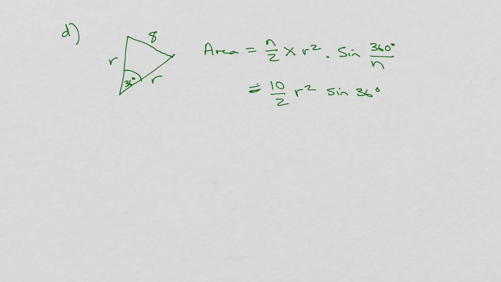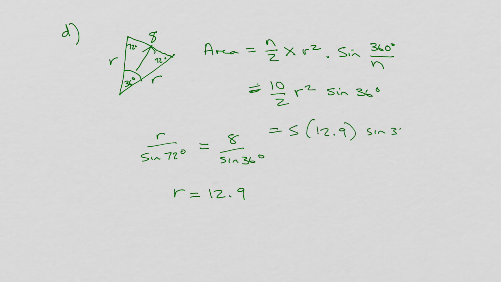So that's easy enough. And we need to know what r is. We don't have r. We do have this pair here, and we have these angles over here. Because this is a triangle and it's an isosceles triangle, those must be 72 degrees each. So r over sine 72 degrees is equal to 8 over sine 36 degrees. That gives you your value of r, which is 12.9 once you've worked that out. And then you're going to just plug that in here. So 5 times 12.9 times sine 36 degrees. And that is going to give you an area of 489 centimeters squared to 3 significant figures.